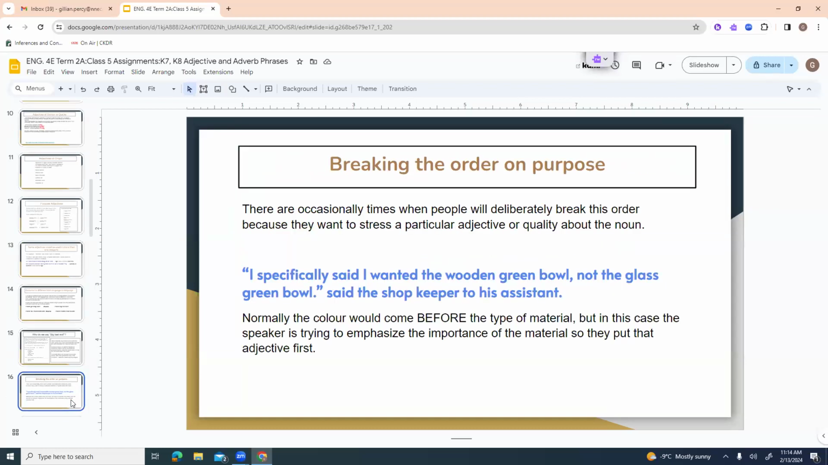Sometimes we break the order on purpose. For example, maybe you want to stress a particular adjective or a particular quality about the noun. So for example, let's say the shopkeeper is talking to his assistant and he said, oh, I specifically said I wanted the wooden green bowl, not the glass green bowl. Now, he's put them out of order because he's trying to emphasize I'm looking for wood, I'm not looking for glass. And he's putting them first so that they're very obvious to who he's speaking. So that's one time when you might break the order.